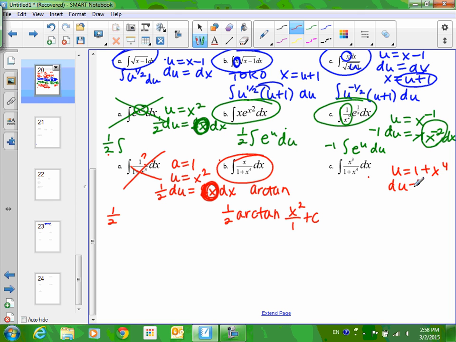So du is 4x cubed dx. Again, the 4 becomes a 1/4. That's easy to deal with. Is everything else in my du statement in the problem? Yes. So this becomes 1 over u du, which becomes a natural log problem, okay? So I can solve this one.